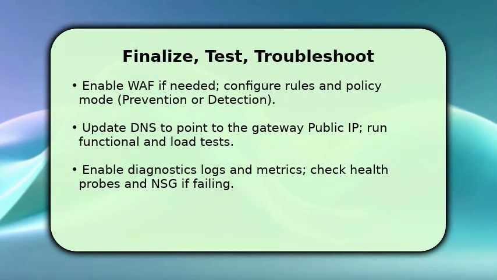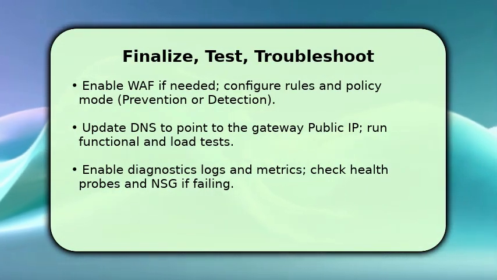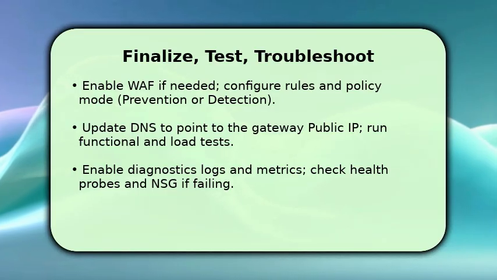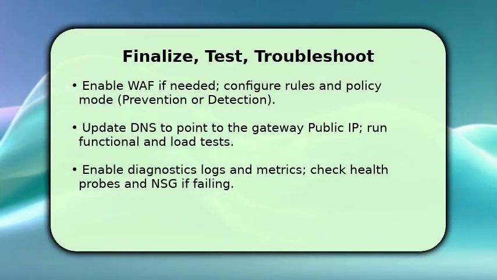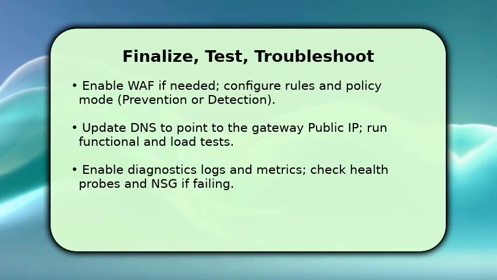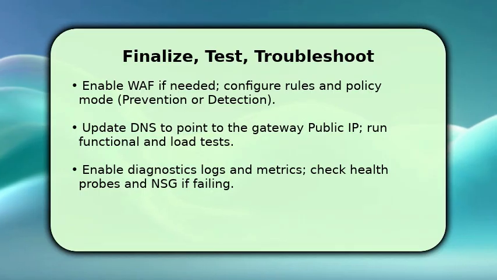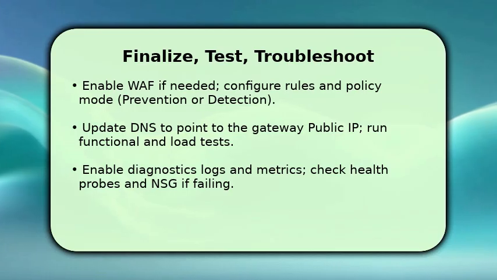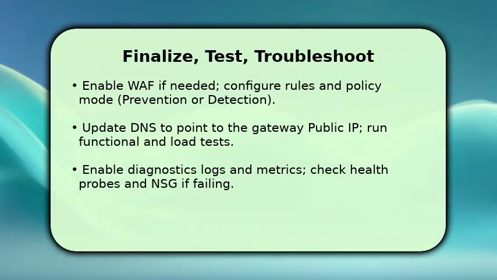Finish by enabling any optional features like WAF and uploading certificates for HTTPS listeners. Choose prevention versus detection based on risk tolerance. Update your DNS to point the application domain to the gateway public IP and perform functional and load tests to validate routing and session behavior. Turn on diagnostics logs and metrics so you can trace problems.